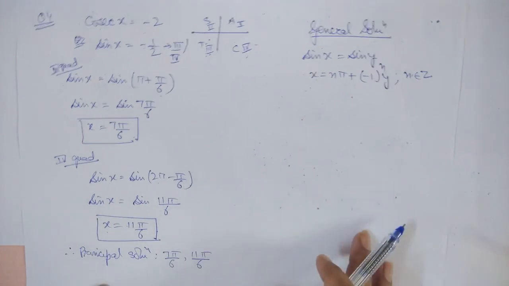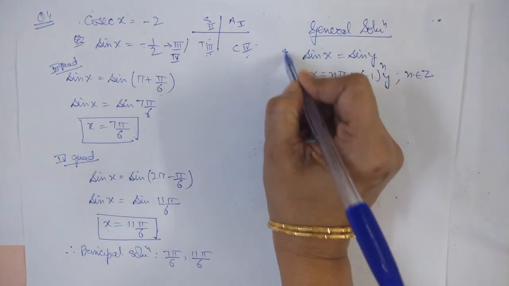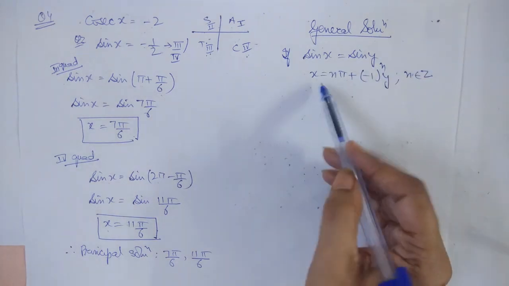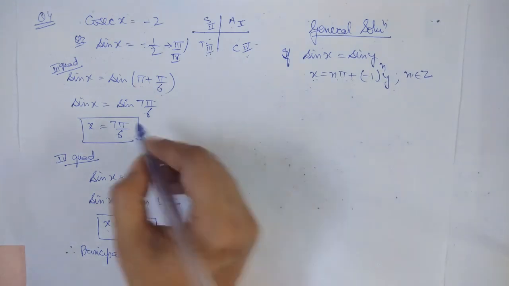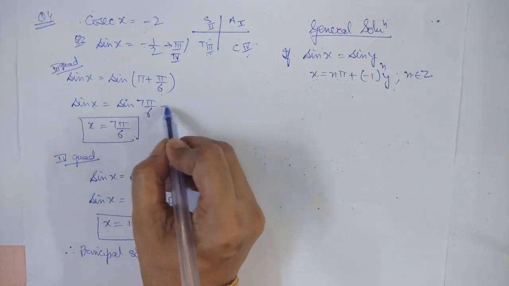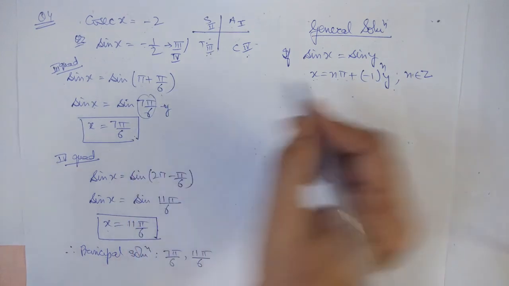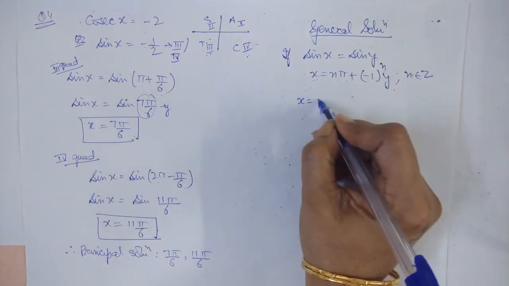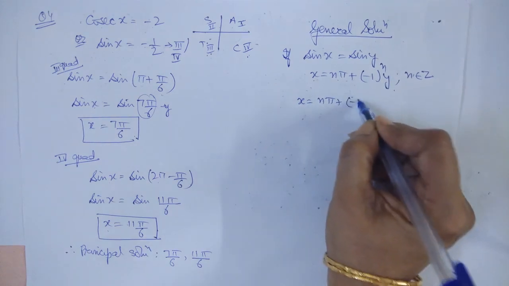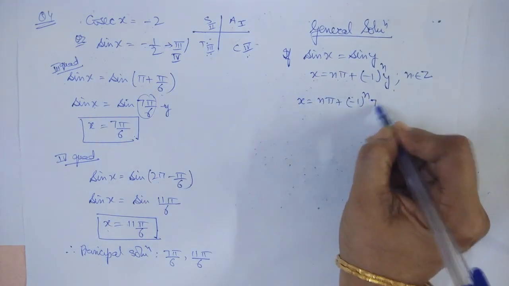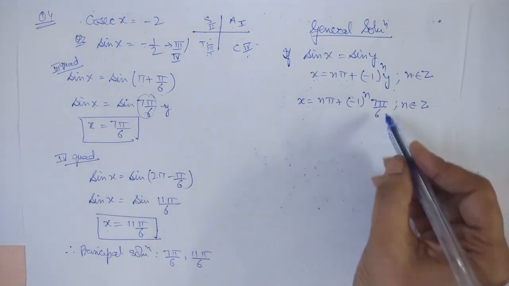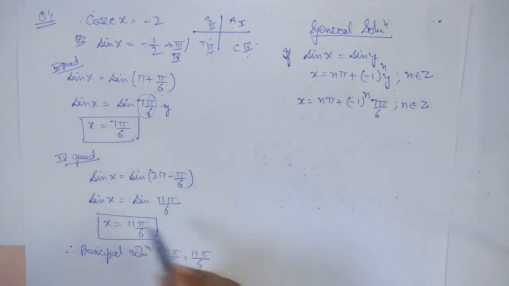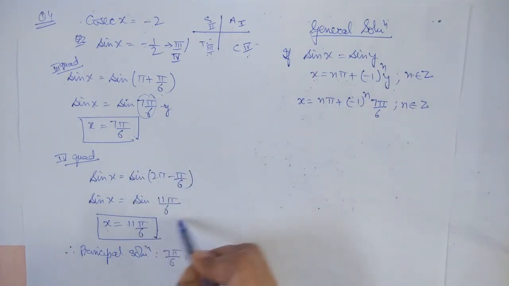Now to get the general solution, if sin x equals sin y, then the general solution is x equals n pi plus minus 1 power n y. So here this is x and this value is y. So put the value in the given formula, n pi plus minus 1 power n, and instead of y, 7 pi by 6, where n belongs to Z. Again I am saying, instead of 7 pi by 6, you can take 11 pi by 6 also. Then also the answer will be right.